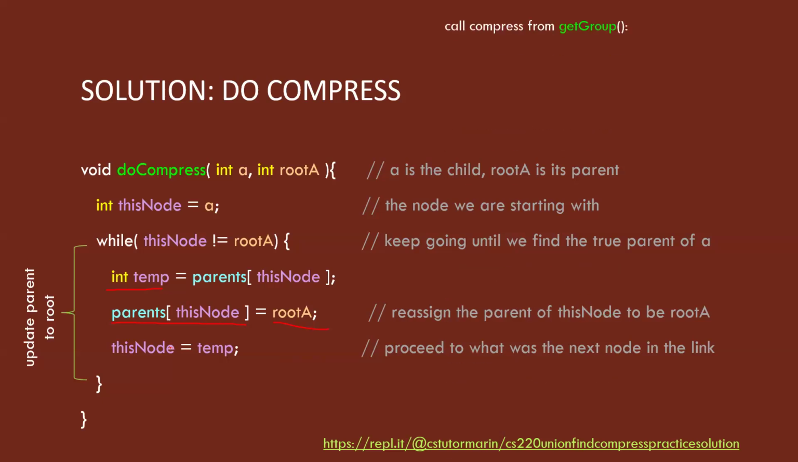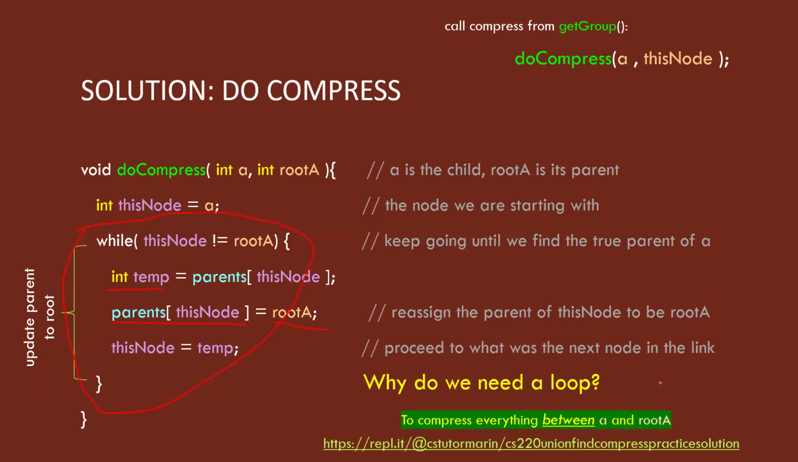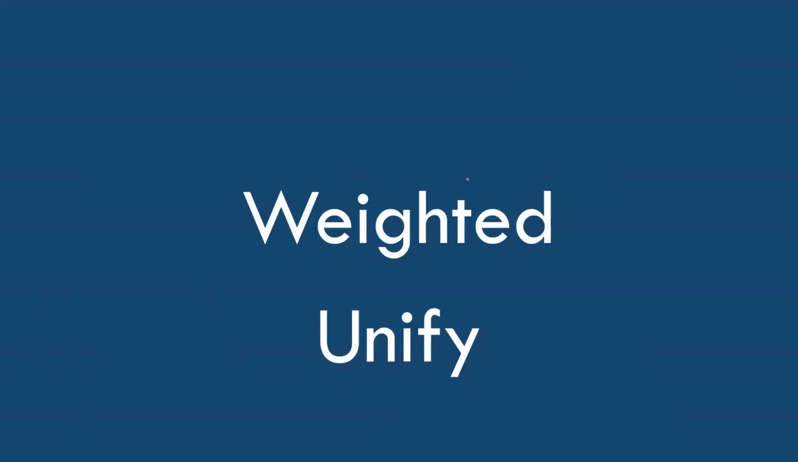Okay. So we just call that from inside of do compress, and now we've optimized our chain a little bit, okay? So the loop is needed here so that we can compress everything on the way up, right? Everything between A and the root potentially gets compressed, okay? And that's our do compress, okay? So not too hard, okay?